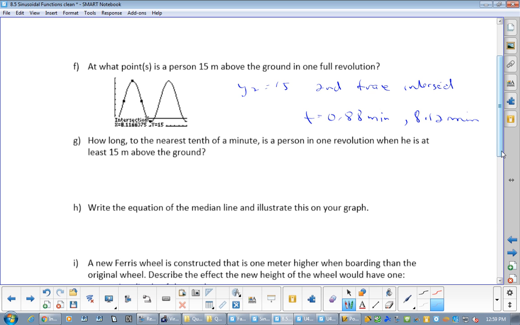Now, how long, to the nearest tenth of a minute, is a person in one revolution when he's at least 15 meters above the ground? So that means you're 15 and more. If you had this graph like this, when we come here, these are the 15s. We're looking for all this time, which would be, how am I going to find that?